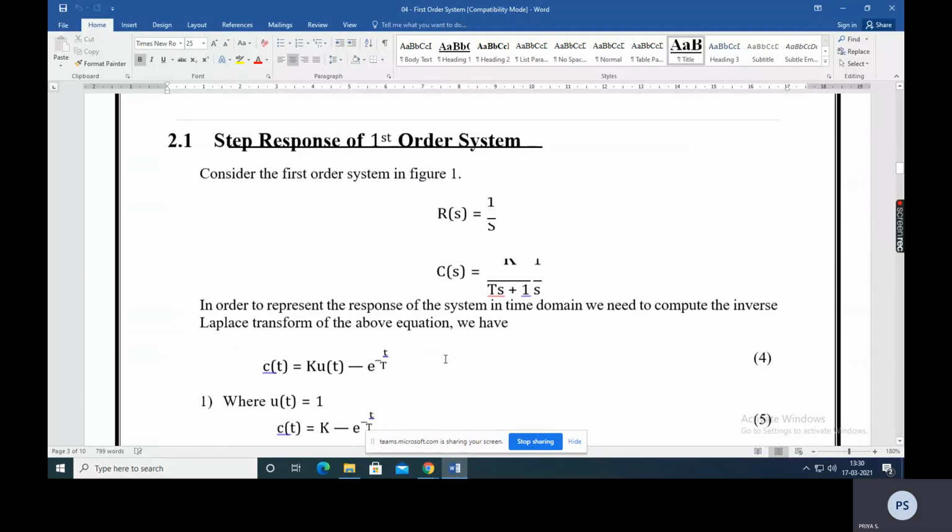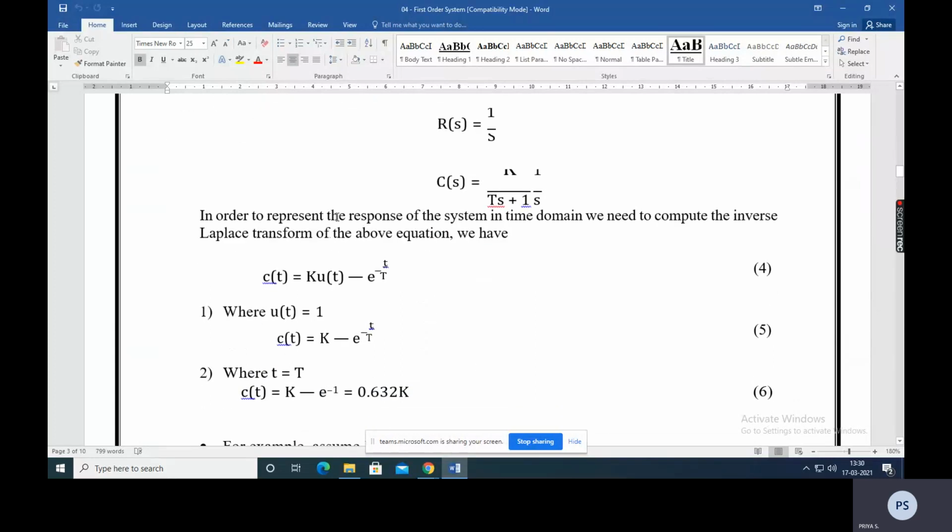Okay, so what is going to be there for the step response? When I am connecting a step response to my first order system, what is going to happen? That means my input R(s) is equal to 1 by s. If R(s) is equal to 1 by s, then C(s), my output, is equal to K divided by (Ts plus 1) into 1 by s. Now for analyzing this in the time domain, we have to find the inverse Laplace transform. Therefore, I am taking the inverse Laplace transform.